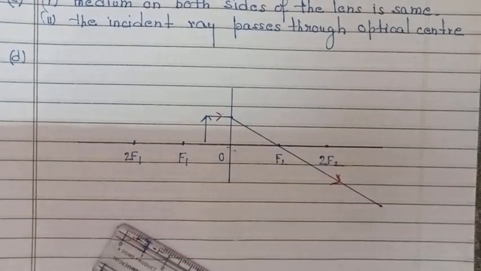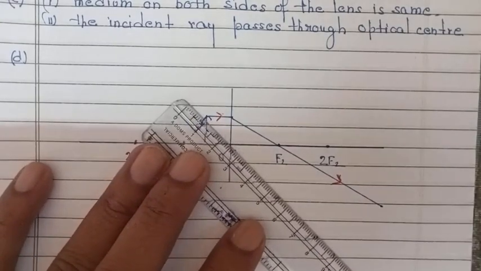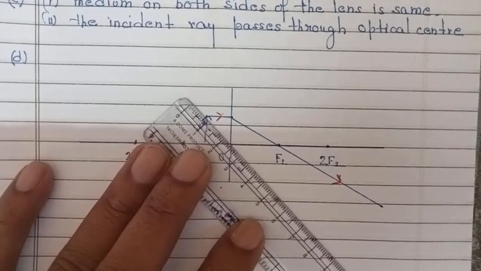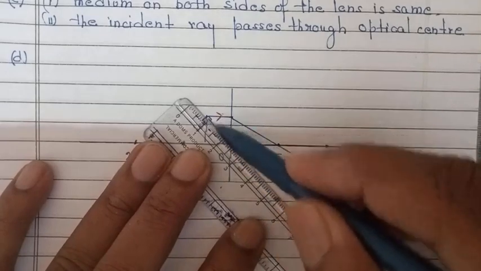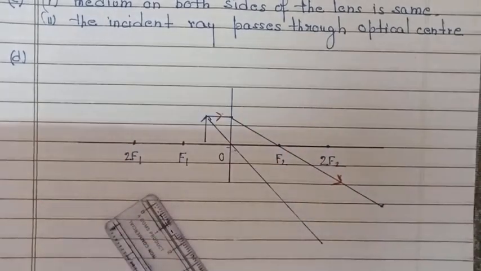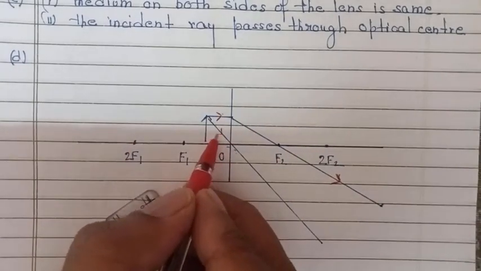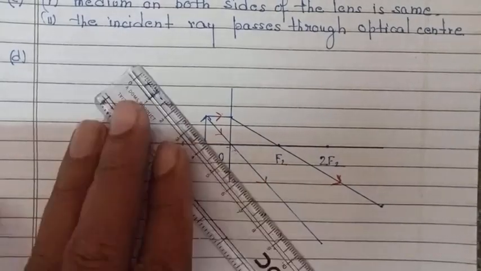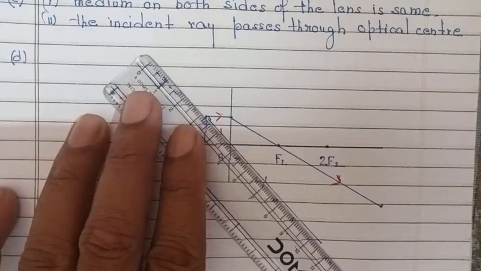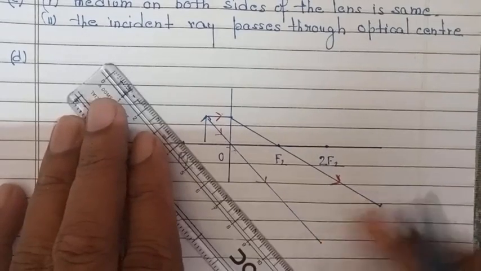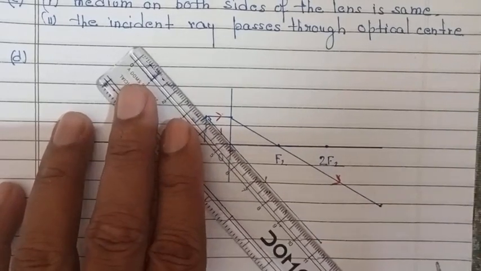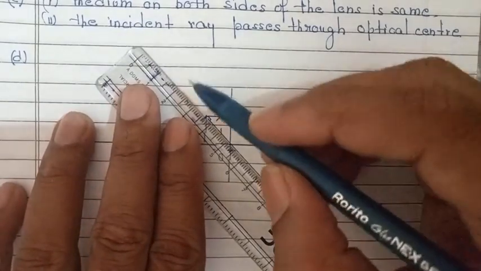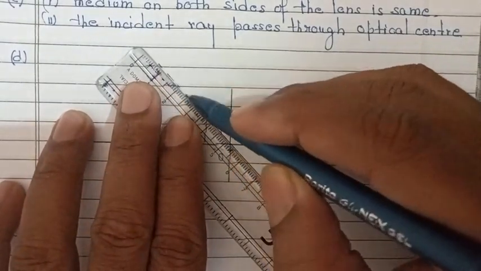Now we will take one more ray, and the second ray is passing through the optical center. So the ray that passes through optical center goes undeviated. The second ray goes undeviated. Now if I produce these two rays backward, because these are the diverging rays, they will never meet each other on being produced forward. So we will produce them backward.